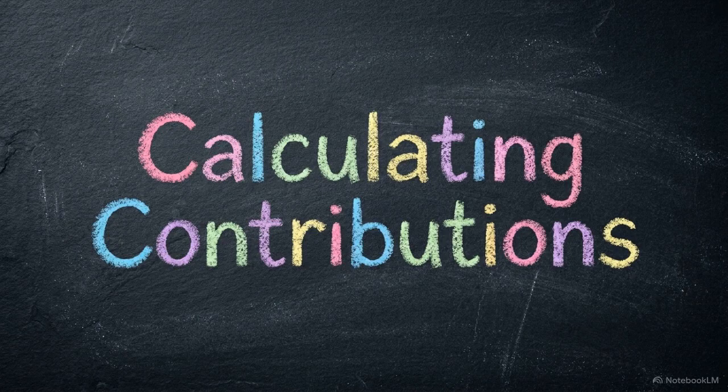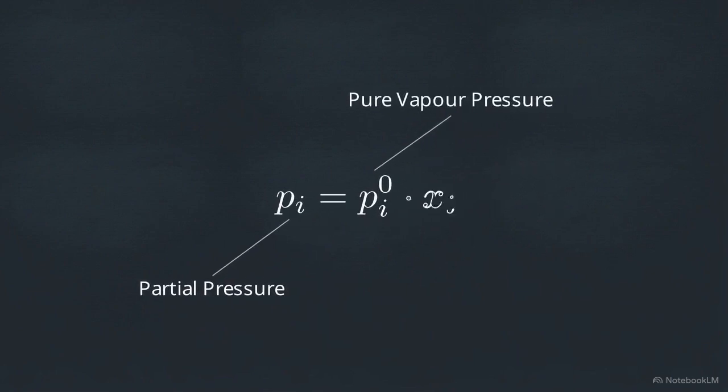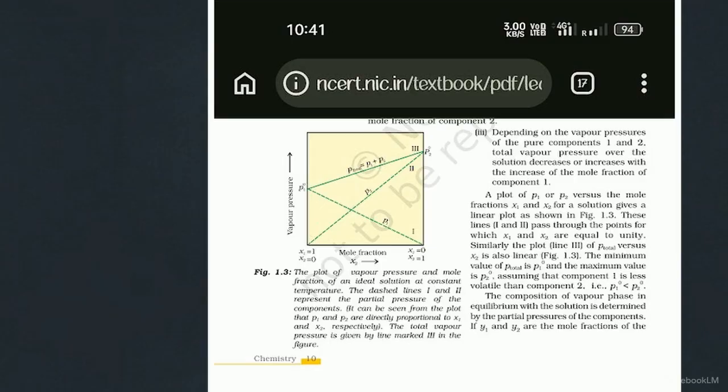We can calculate exactly how much pressure each liquid contributes using Raoult's law. The formula states that a component's partial pressure, Pi, is its pure pressure, Pi0, multiplied directly by its mole fraction in the solution, Xi. This chart maps out that relationship. Because the mathematical operation is a direct multiplication, we get perfectly straight lines.